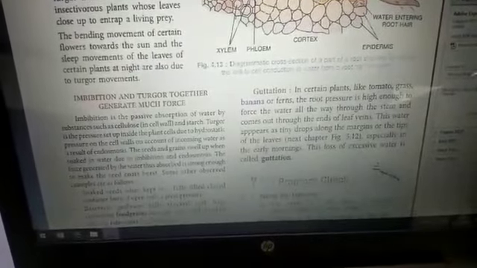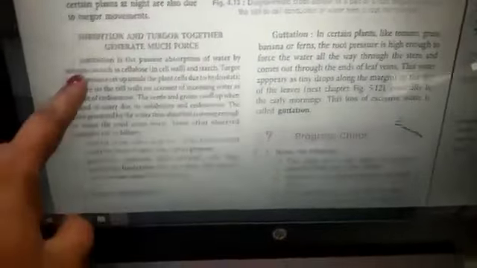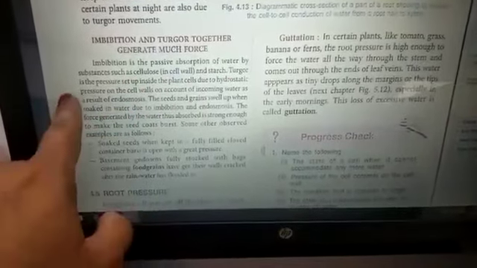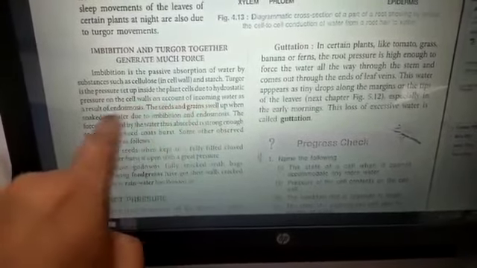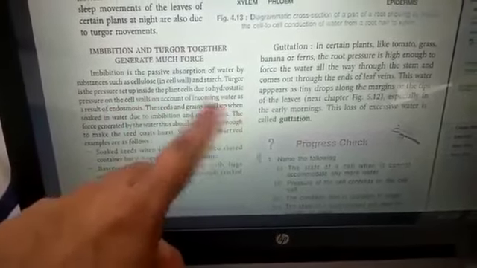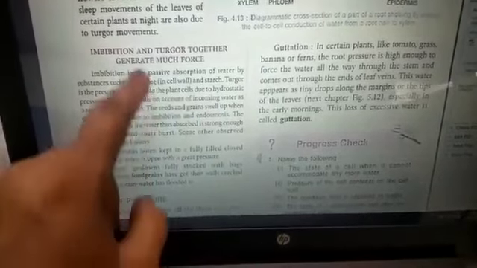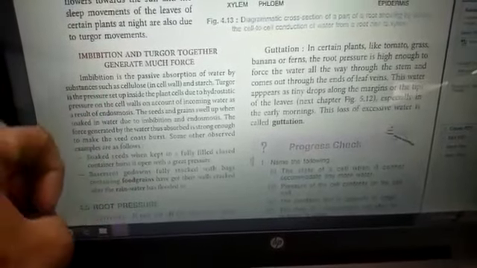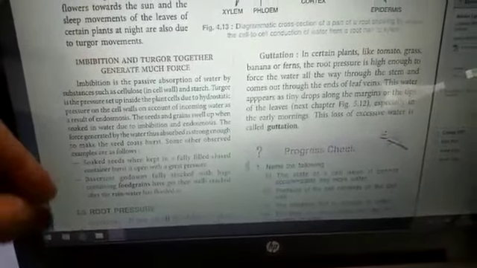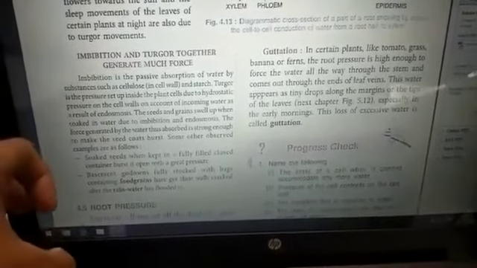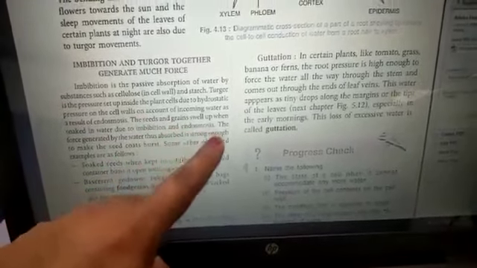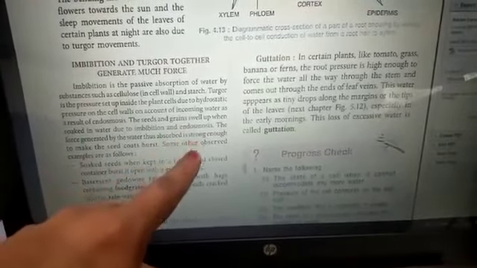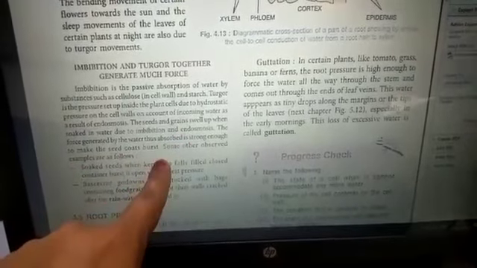Imbibition and turgor together generate much force. Imbibition is the passive absorption of water by substances such as cellulose and starch. Turgor is the pressure set up inside plants due to hydrostatic pressure on the wall on account of incoming water as a result of osmosis. Turgor pressure creates a pressure through which water is absorbed inside. In imbibition, as concentration is less, water is taken up from outside. Thus seeds and grains swell up when soaked in water. The force generated by the absorbed water is strong enough to make the seed coat burst.